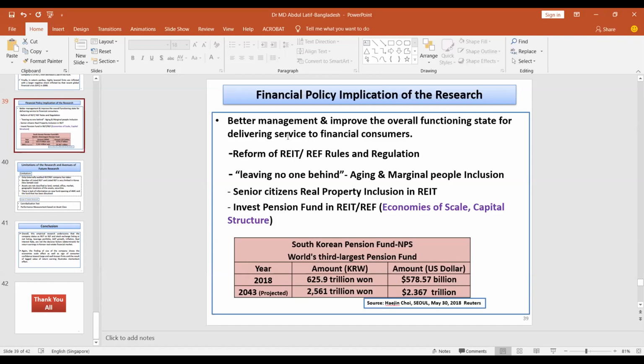And in the SDGs, there is leaving no one behind. There is a more aging population in Korea, and to include this aging population, we can adopt this REIT. There are senior citizens, real property inclusion in REIT, and there are investment pension funds. So if we invest pension funds in REIT and REIF, there will be more investment and more funds in this REIT or REIF. South Korea's pension fund, how it grows, is projected.